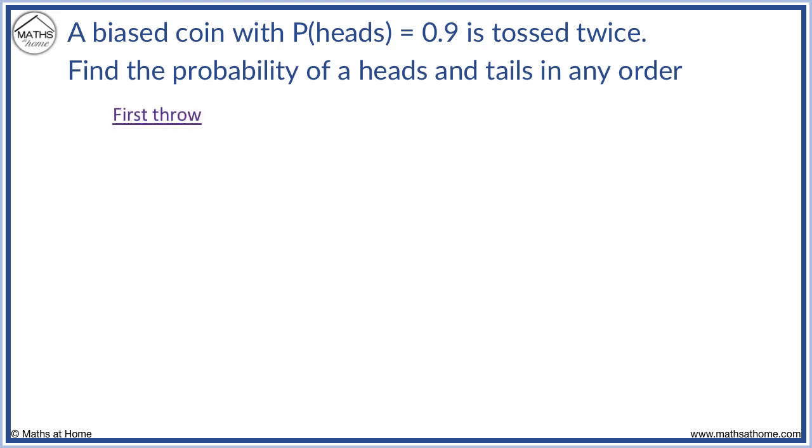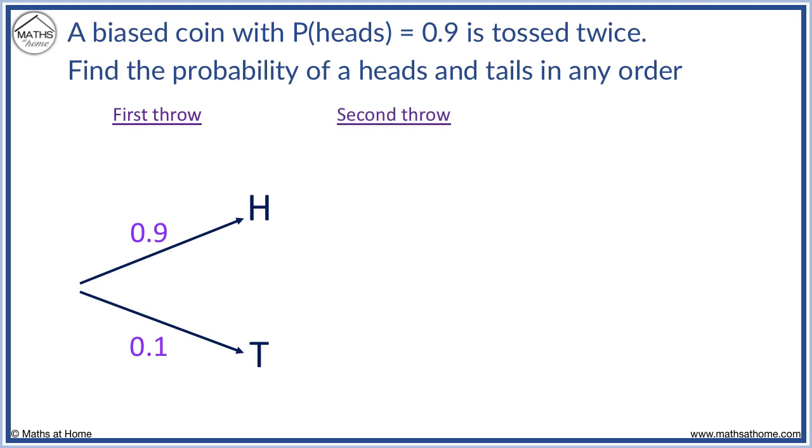On the first throw, we have outcomes of heads or tails. We are told that the probability of heads equals 0.9. Therefore, the probability of tails is 0.1. This is because 0.9 and 0.1 add to make 1 whole. On the second throw, we have the same probabilities.